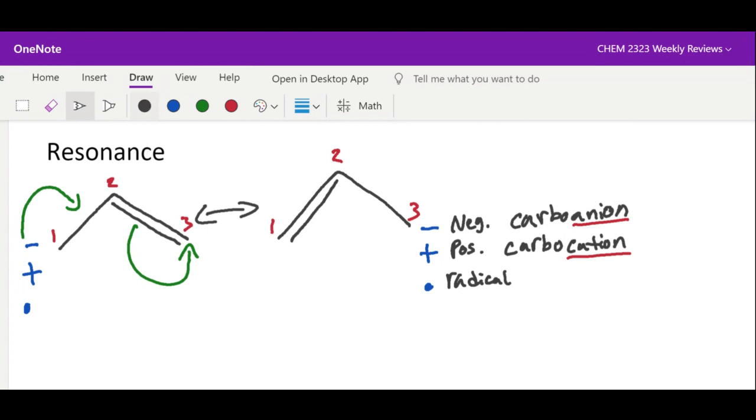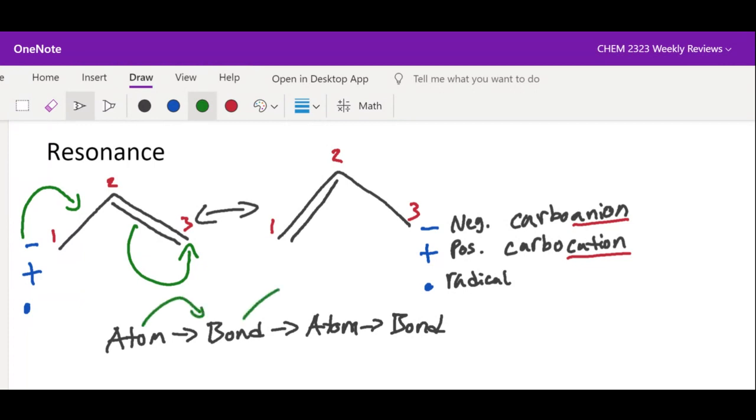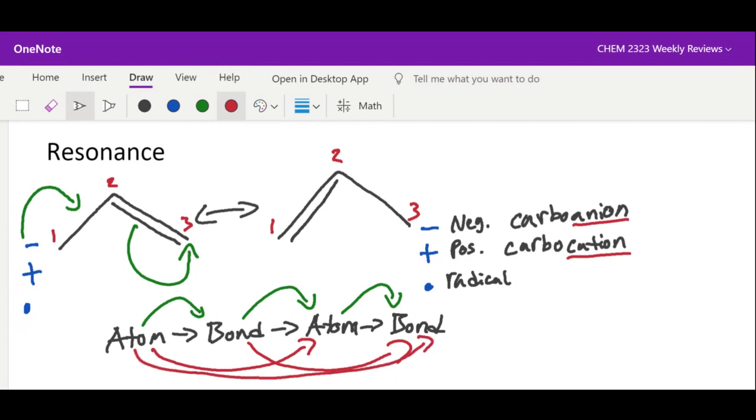Also, notice how I did my arrows. A charge will only travel from atom to bond to atom to bond. It will only go this way. It will not go this way, or this way. So this is the wrong way, and this is the right way.